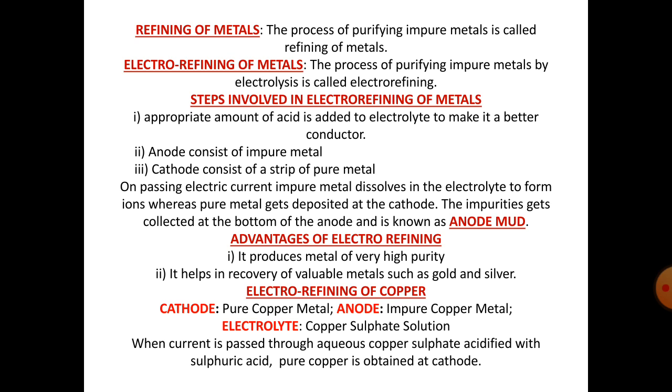Now in the electro-refining of copper, what is the cathode used? Always pure copper metal. Anode used? Impure copper metal. And what is the electrolyte? Copper sulfate solution, but it is acidified with sulfuric acid.